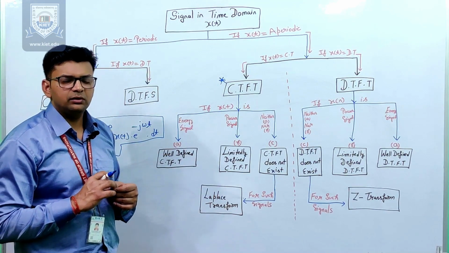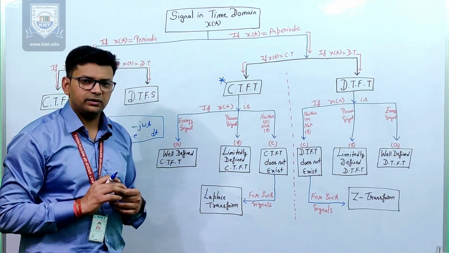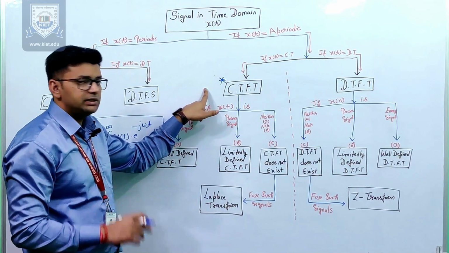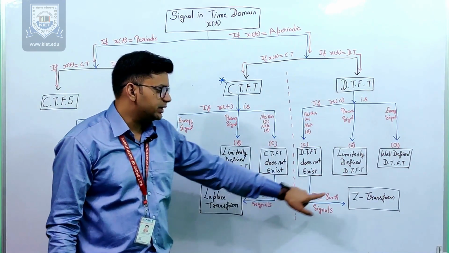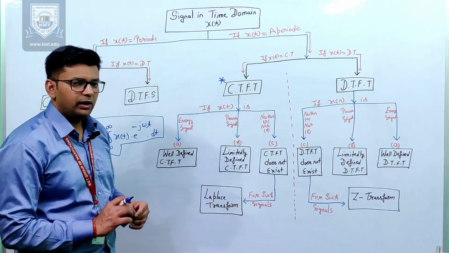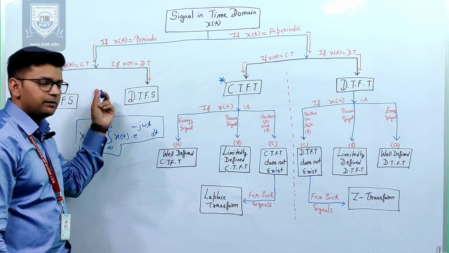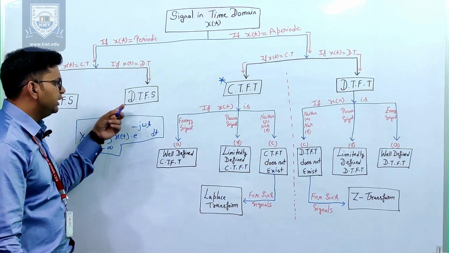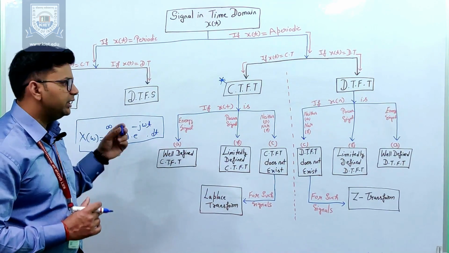In the coming lectures I will focus only on the Fourier transform first, right? First of all I will complete the CTFT, then I will move to the DTFT, then Laplace transform, then Z transform. Similarly I will come later on the Fourier series, because as part of the GATE syllabus CTFS is important, DTFS is not so important, but I will give you some basic overview of DTFS as well.